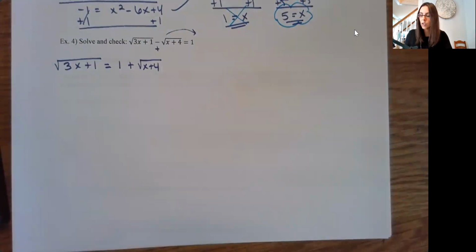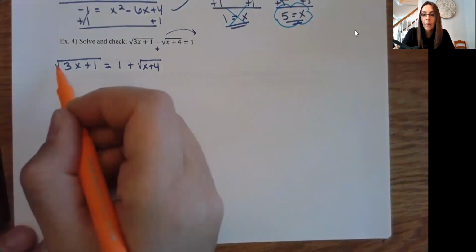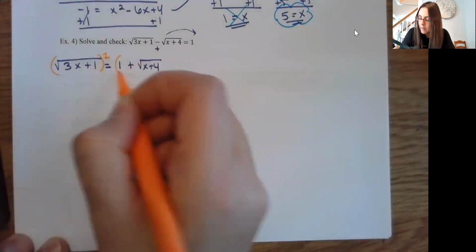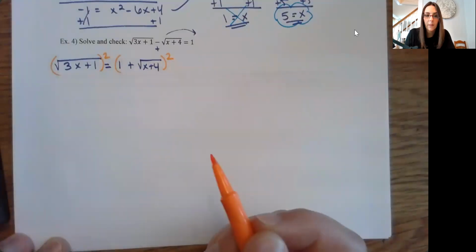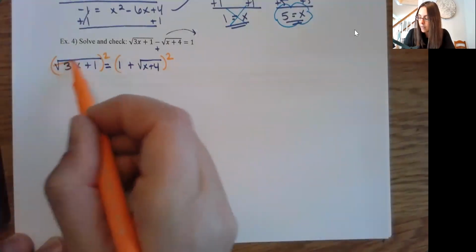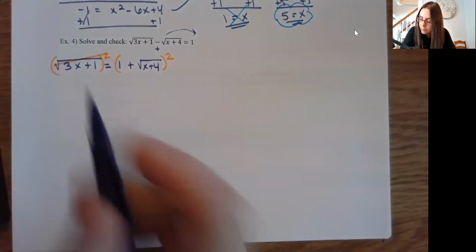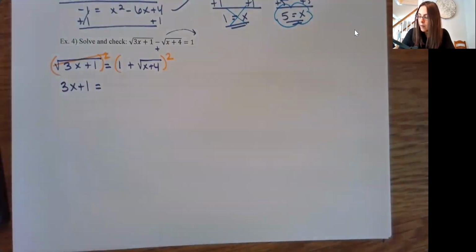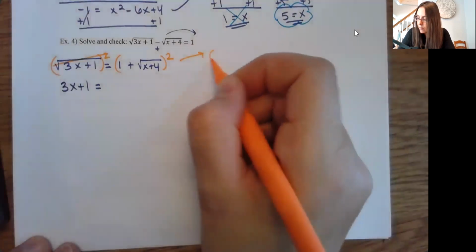Here I have a square root again. So I'm going to use a power of 2. And you're going to raise both sides of the equation. It's going to cancel it on the left. But squaring here means I'm going to have to FOIL.